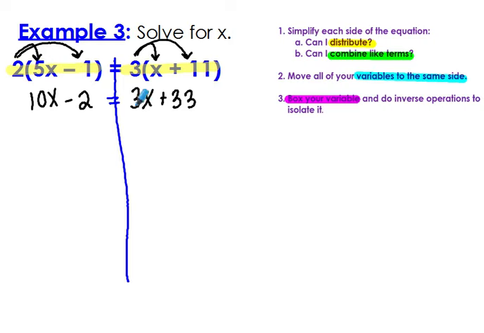So the next step: are all my variables on the same side? They are not, because I have a 3x over here and a 10x here. So I'm going to move them. And again, this time I'm going to move the 3x over here. It really doesn't matter. You could move the 10x, but I don't want a negative. So I'm going to subtract 3x.